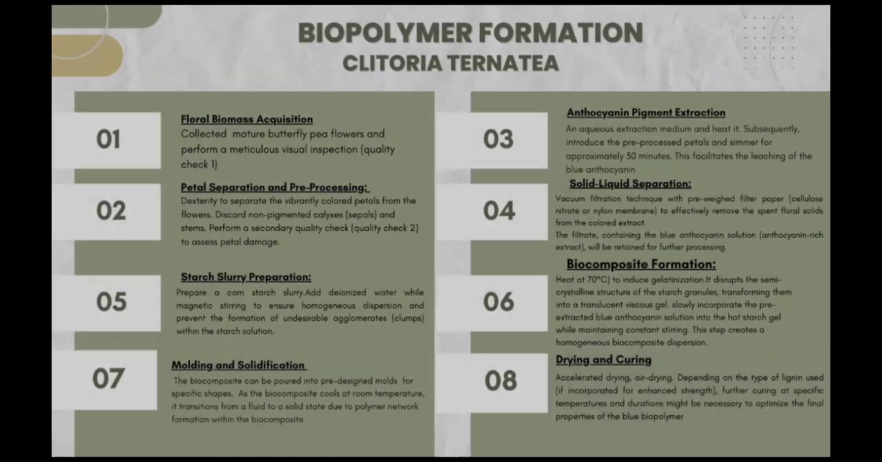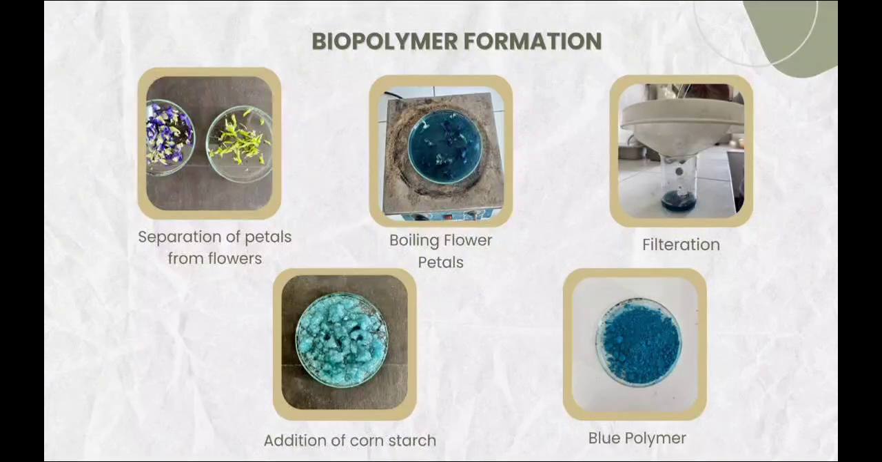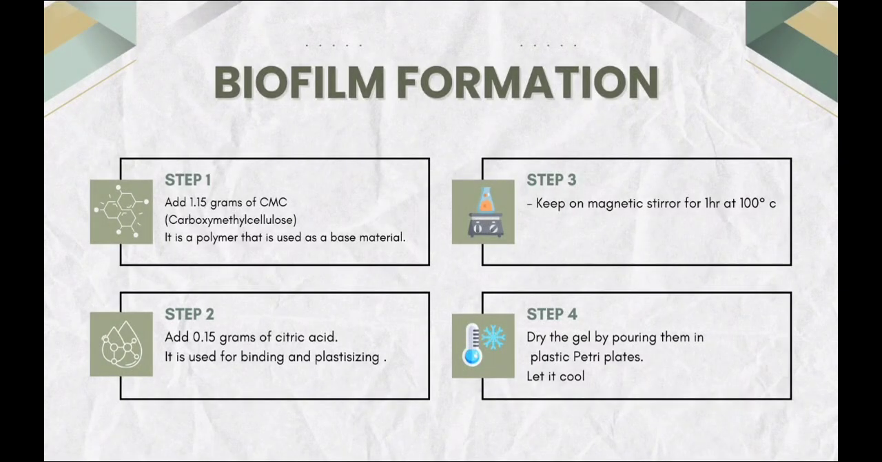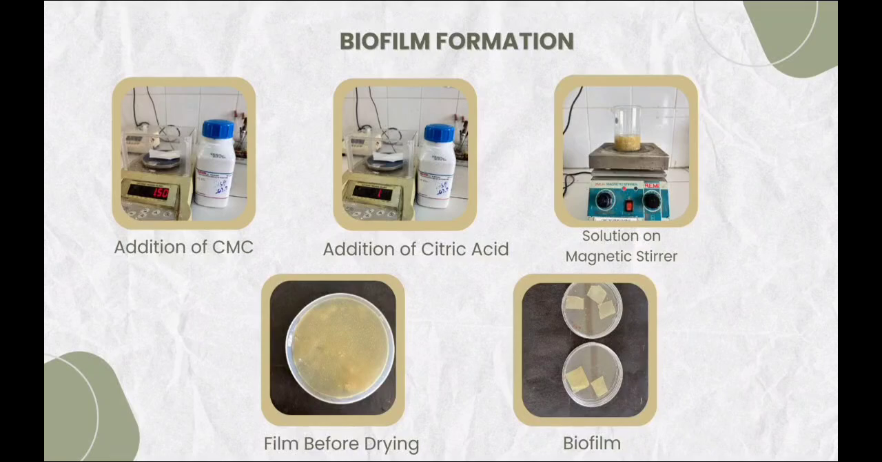In biopolymer formation, separation of petals from butterfly pea flowers, boil the flower petals, filtration, addition of cornstarch, then the blue polymer is formed. Biofilm formation. At first, we have to add 1.15 grams of CMC. It acts as a base material. Then 0.15 grams of citric acid acts as a binding agent. We have to place the solution on a magnetic stirrer for about 1 hour. Then pour the solution onto petri plates.